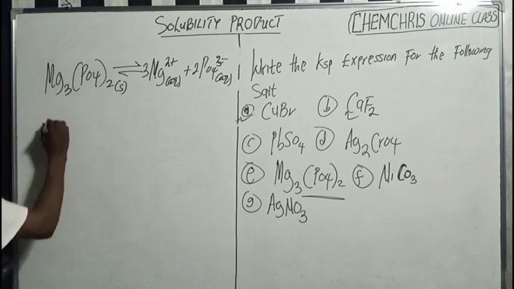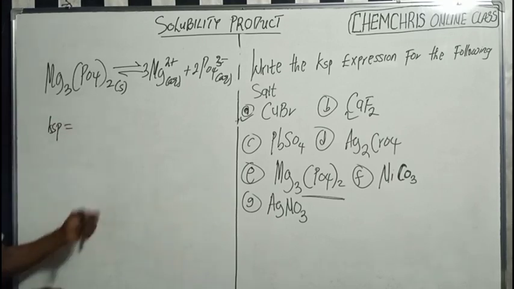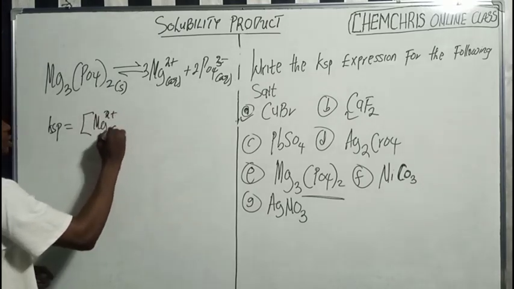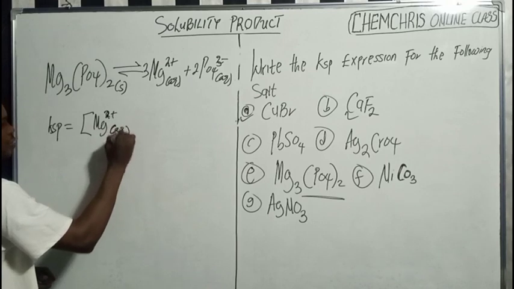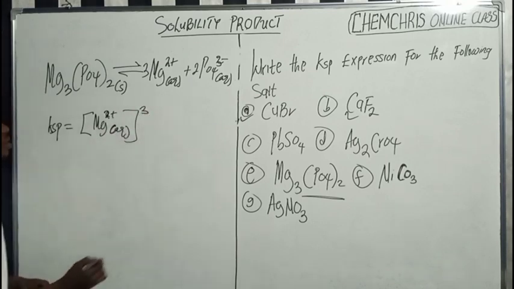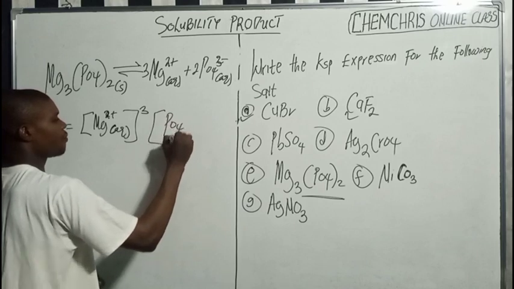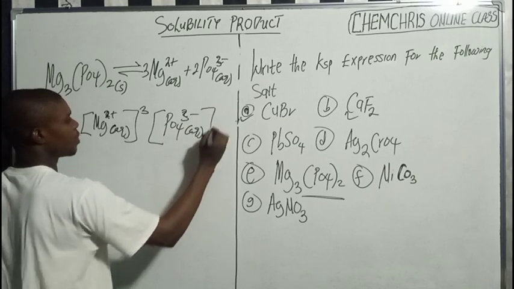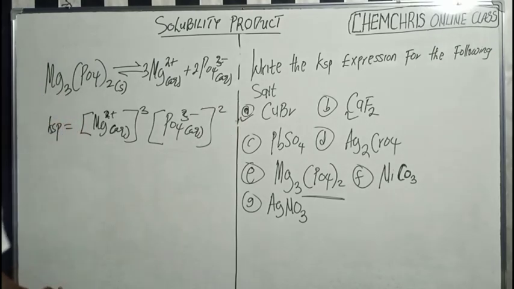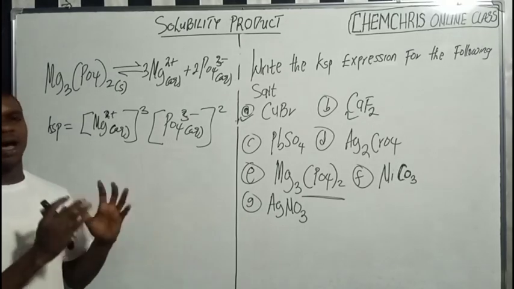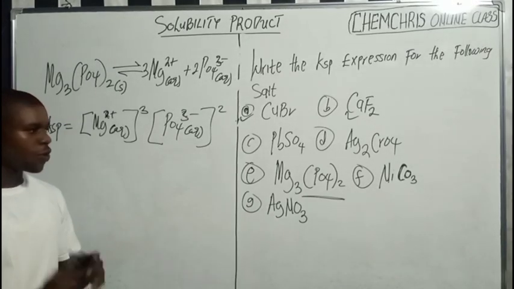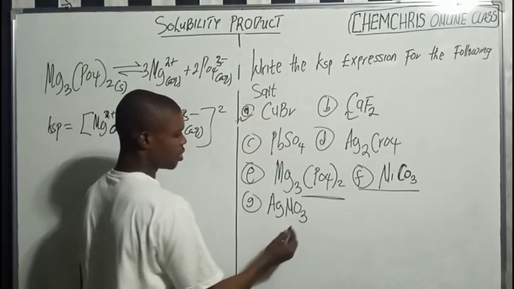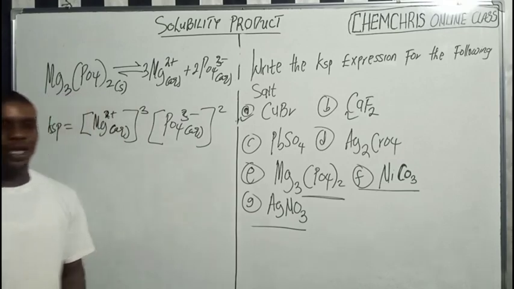So my Ksp equals the concentration of Mg2 plus aqueous raised to 3, then the concentration of PO4 3 minus aqueous raised to 2. So this is how to write the Ksp expression. I believe you have understood this better now. So go ahead and try these two for me. That will be your assignment.